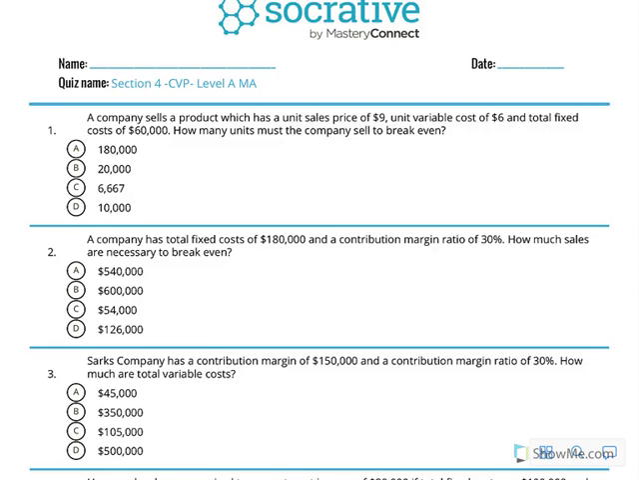Socrative, Section 4, Cost, Volume, Profit. This is Level A. Now, a company sells a product which has a unit sales price of $9 and variable cost of $6. So therefore, the contribution margin is $3, 9 minus that. And they have total fixed cost of $60,000. How many units? Well, break even would be 60,000 divided by 3, and the answer here would be 20,000.